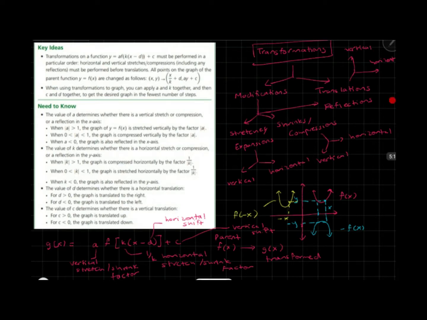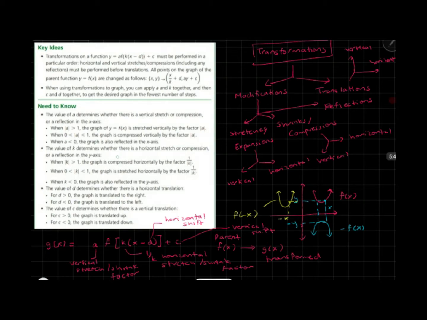Looking at A, if A is greater than 1, then the graph y is equal to f of x is stretched vertically by a factor of A. Factors means that we multiply whatever the x or the y value is by that value or that factor. Because A is a vertical stretch or shrink factor, it's going to multiply the y values. Now, when A is a fraction, when it's greater than 0 and less than 1, the graph is compressed vertically by a factor of A. When A is less than 0, the graph is also reflected in the x-axis.